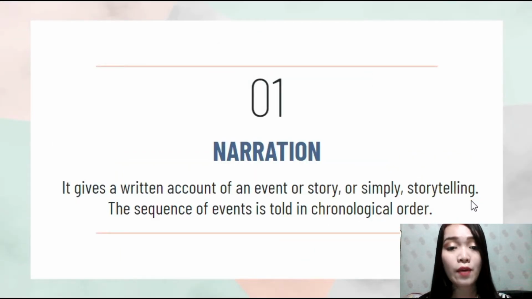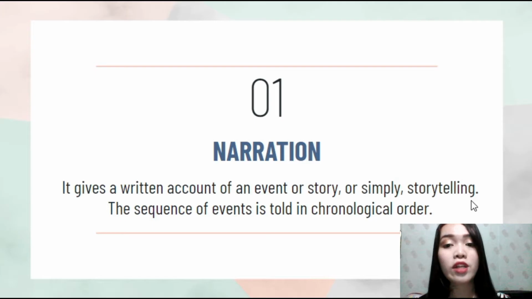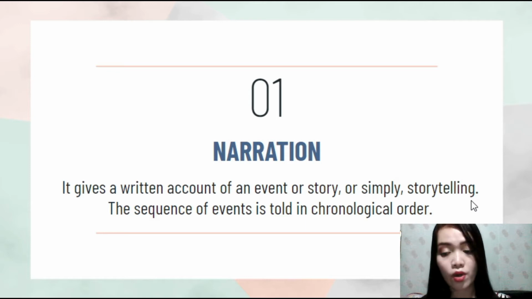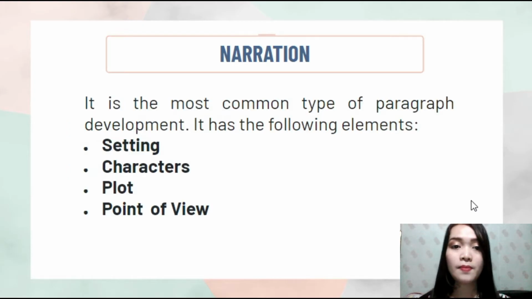It gives a written account of an event or story or simply storytelling. The sequence of events is told in chronological order. From the word itself, narration, you are narrating, you are telling a story. Now, a narrative paragraph simply tells what happened and establishes facts. It describes how, when, and where an event or occurrence actually happened. It is the most common type of paragraph development, and it has the following elements.